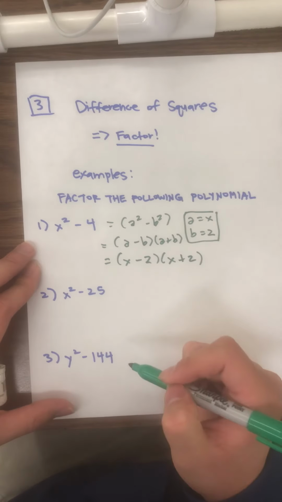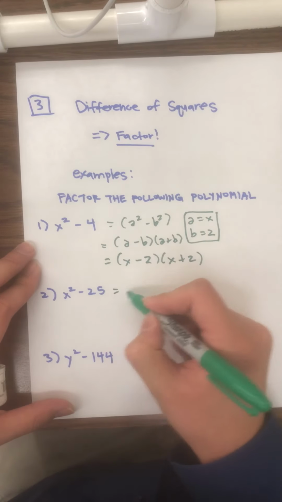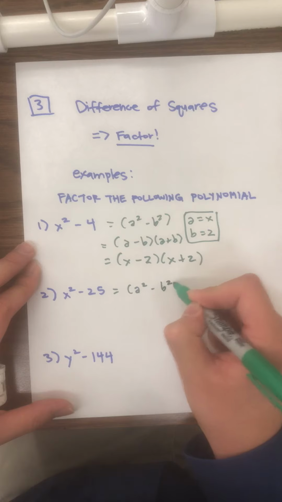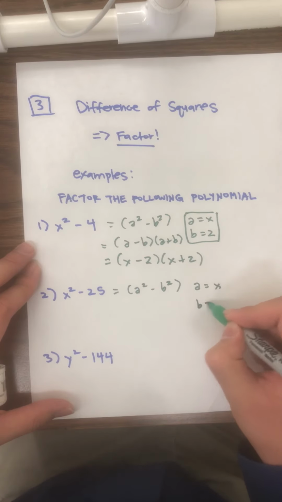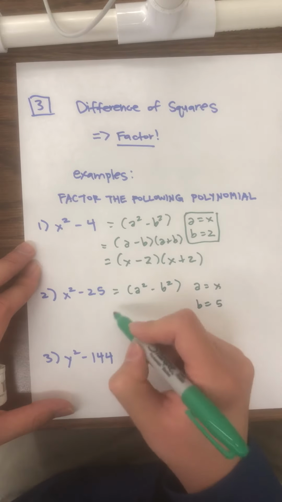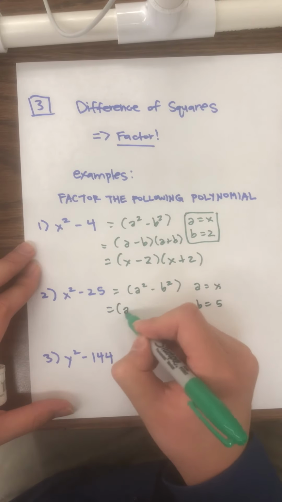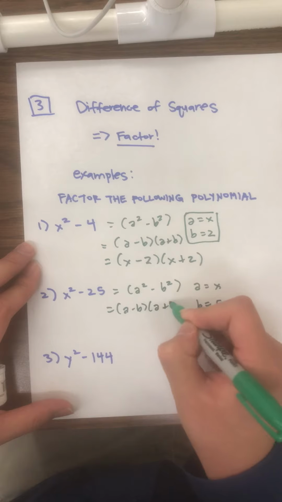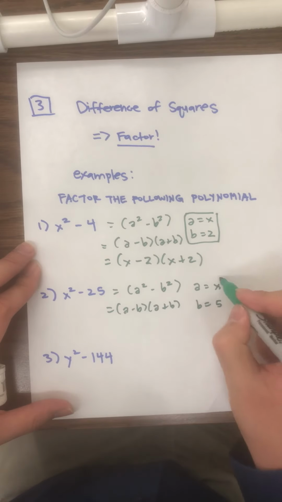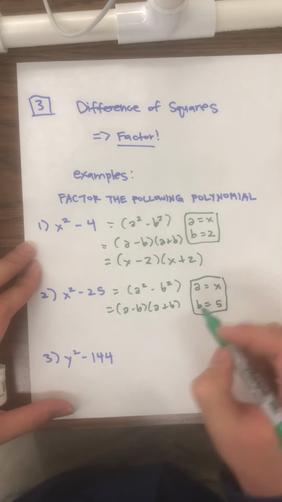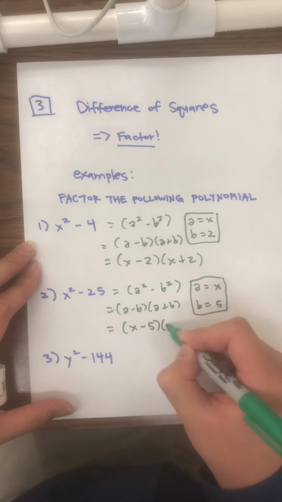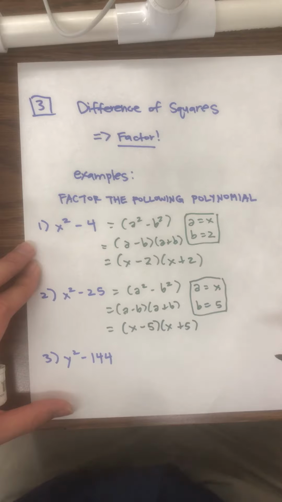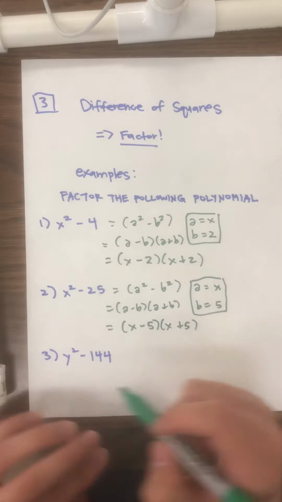All right, so let's try number 2. This is in the form a squared minus b squared, right? What is a? A is x. What is b? B is 5. And we know anything in this form is equal to a minus b times a plus b. A is x and b is 5. So let's just plug in what we know into our formula. So we'll get x minus 5 times x plus 5. Okay, let's look at number 3.